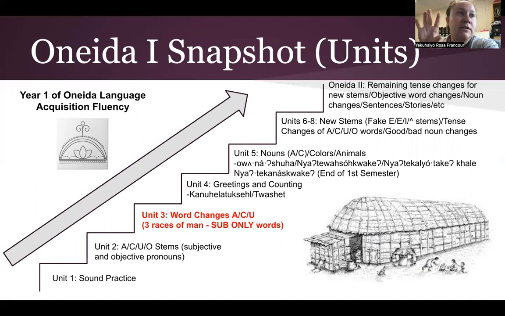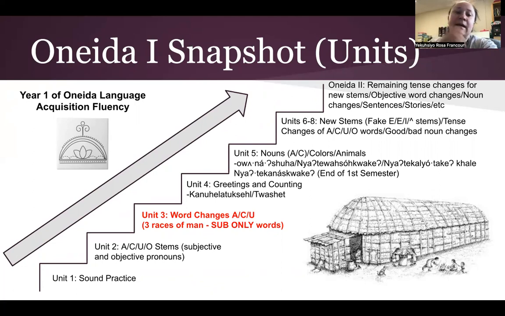This is the first 6-month curriculum, a section in the first 6-month curriculum of the Oneida Language Department. This is the third section, what we call Unit 3. It's word or verb changes for the A, C, and U stem. We call it the three races of man. These are subjective verbs only.